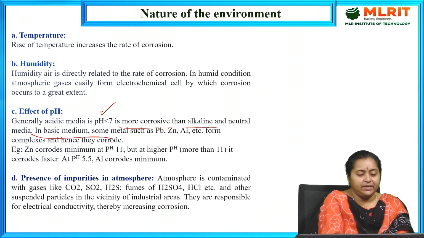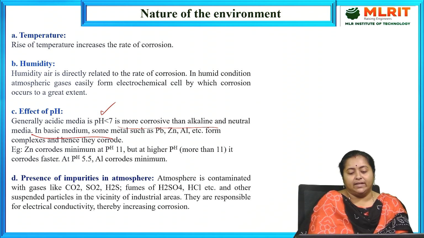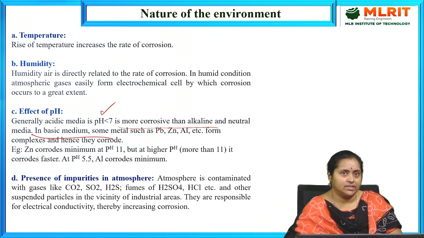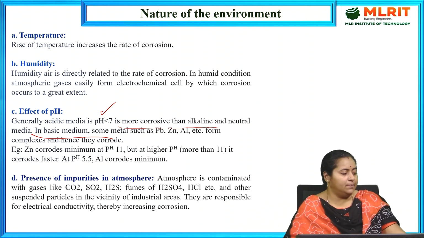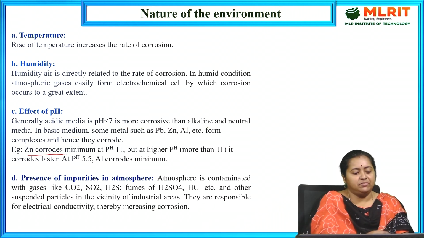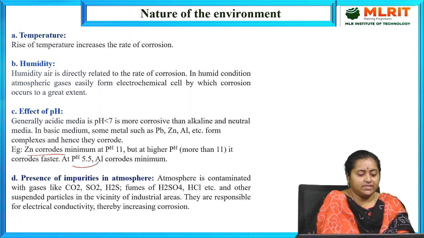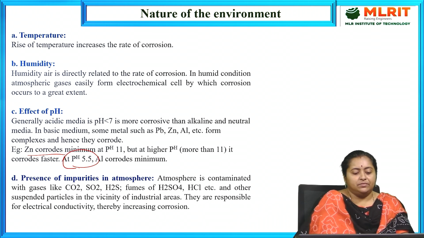In basic medium, some metals like lead, zinc, aluminum are able to form complexes. Hence, they also involve in corrosion reaction. So, when compared to basic medium, acidic medium has a lot of influence on rate of corrosion reaction. For example, for zinc, we notice when the pH is 11, corrosion reaction will be less. If it is going to increase more, corrosion reaction will proceed faster. For example, if its pH value is 5.5, it will be involved less in corrosion.